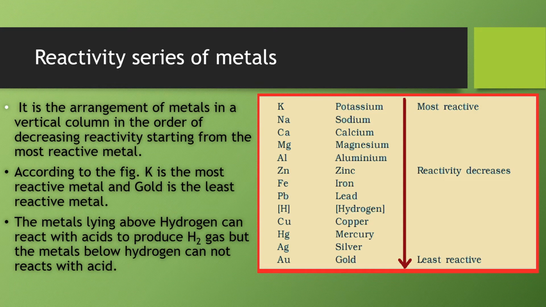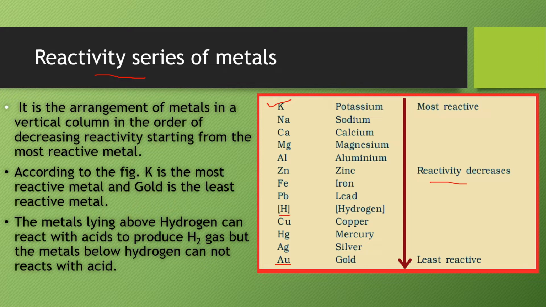Now the next topic is the reactivity series of metals. Now what is the reactivity series? Whenever metals are arranged in the decreasing order of their reactivity, starting with the highly reactive metal, this series is called the reactivity series of metals. Now at the upper part, the most reactive metal is present and at the bottom, the least reactive metal is present. So potassium is the most reactive metal and gold is the least reactive metal in this figure. Now in between there is hydrogen. Hydrogen is not a metal but it is present in the series.